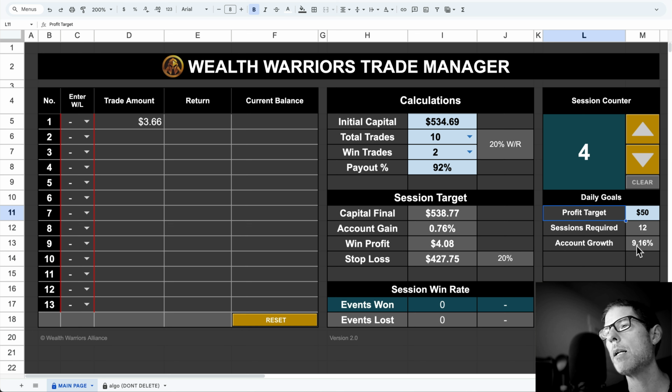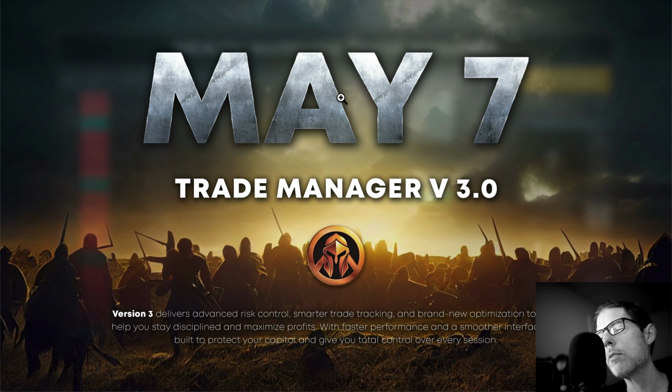And a lot of this is going to be updated in the new version. Speaking of the new version, Trade Manager version 3 is going to be released on May 7th. Guys, this is a huge update. We've spent almost 5 months developing the spreadsheet and adding new features. And these features, I would say probably 95% of all the features are requested from you guys.